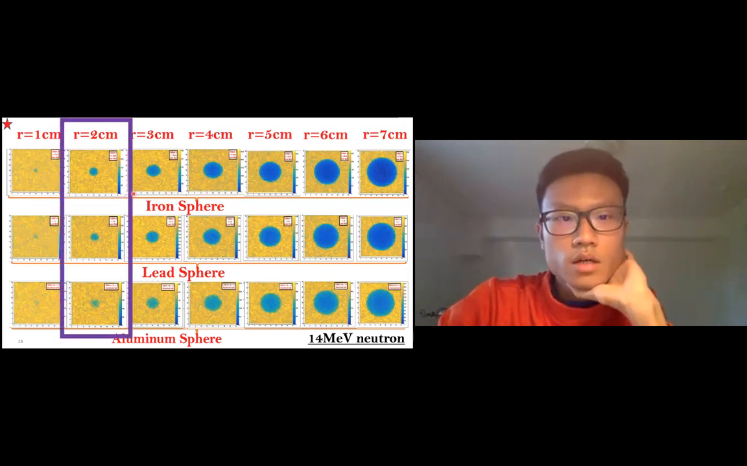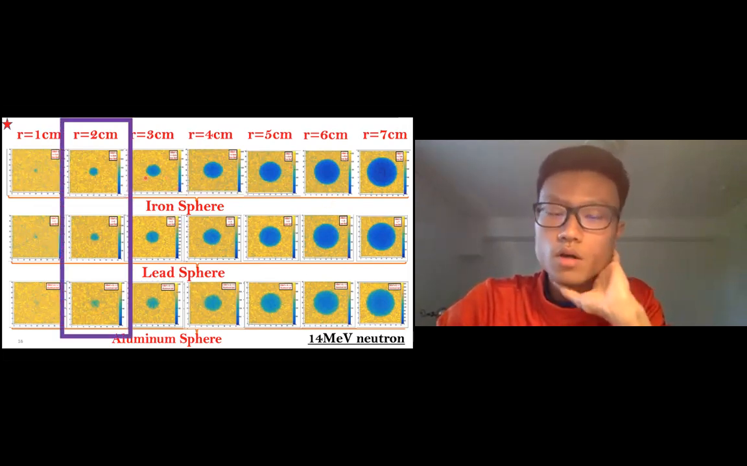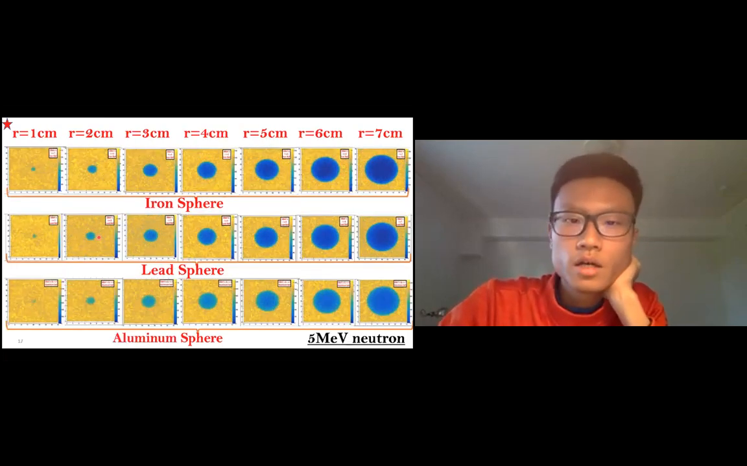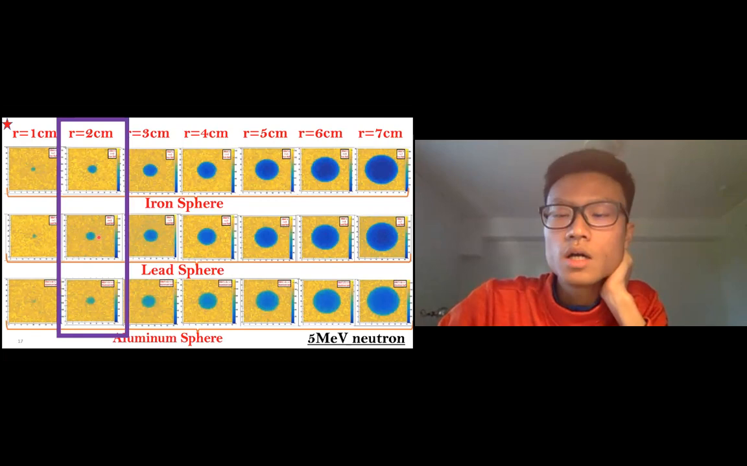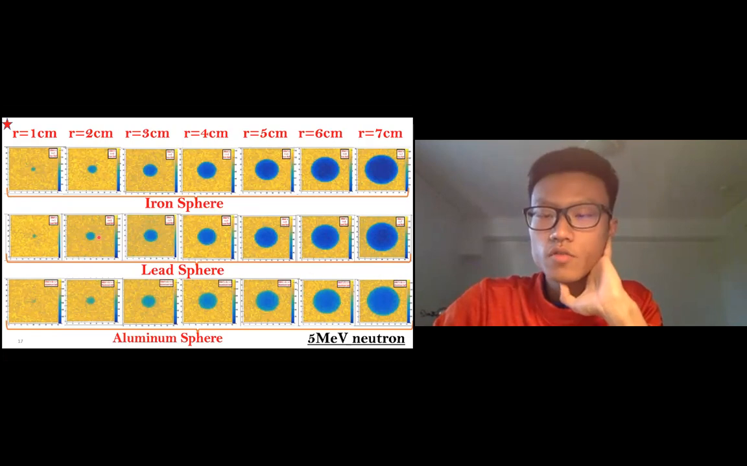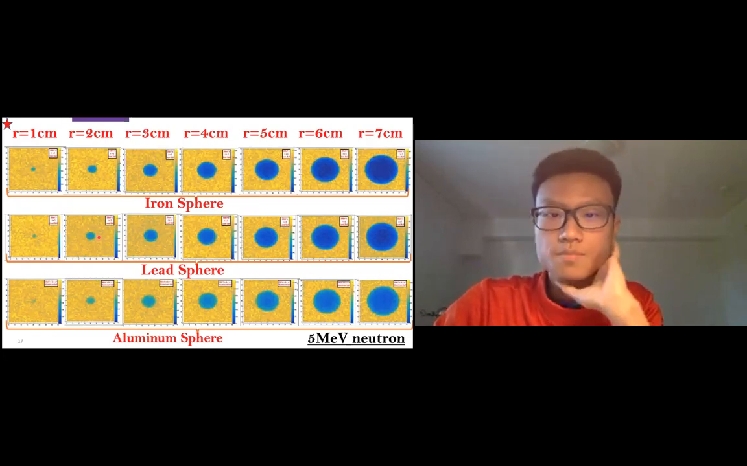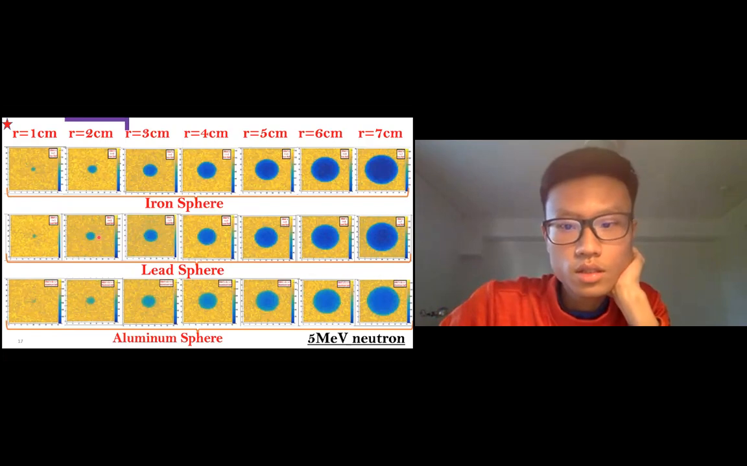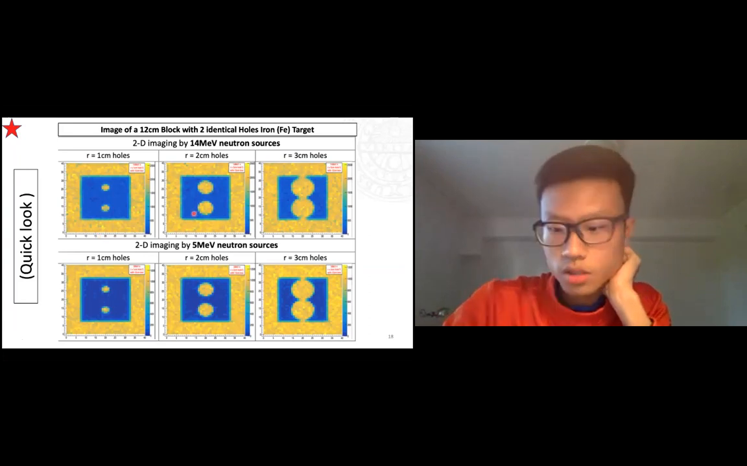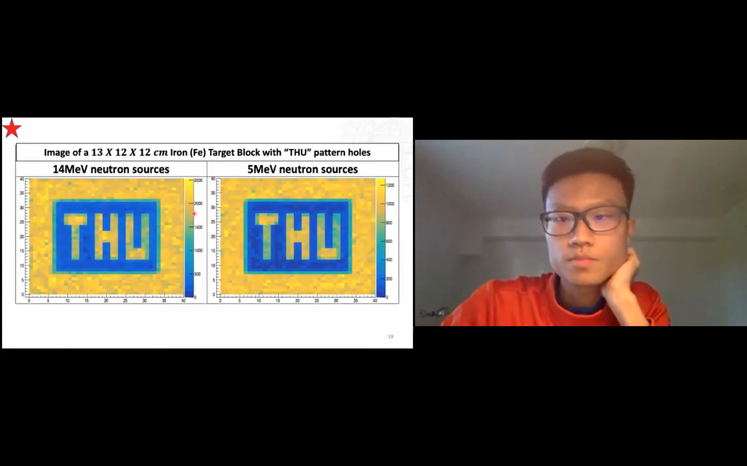As you can see, mostly directly using it would be okay from 3 cm, but below 2 cm, it can be improved. And it is the same case with the 5 MeV neutron, but the contrast, as you can see, is better than the 14 MeV, which means the 14 MeV penetrates more. And here would be another result of our direct pixel use, of the blocks with holes and of the blocks with some words here.